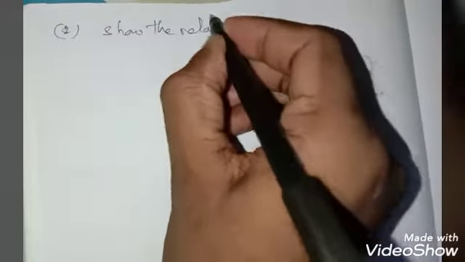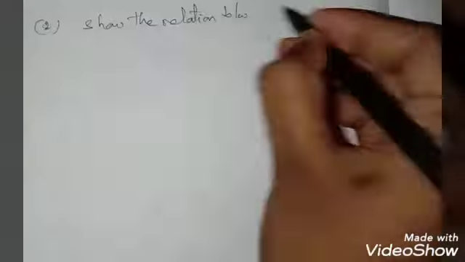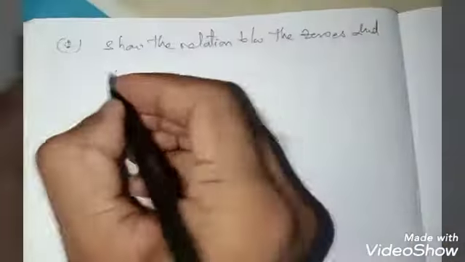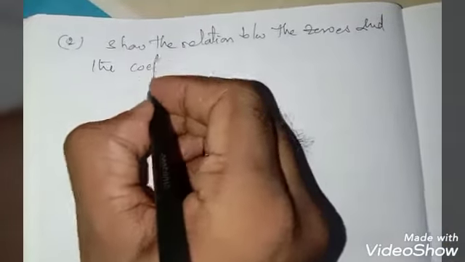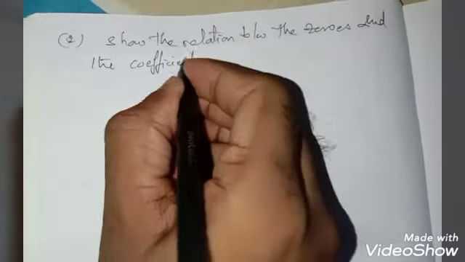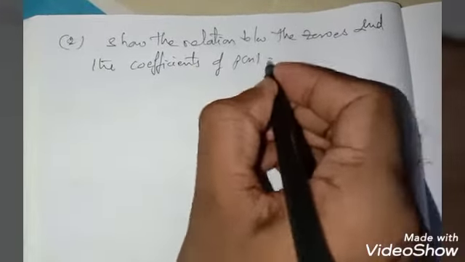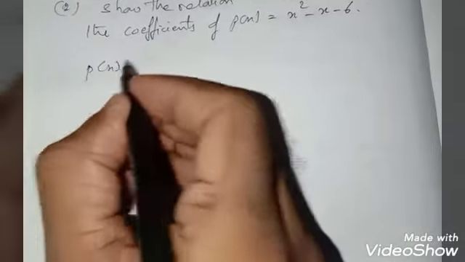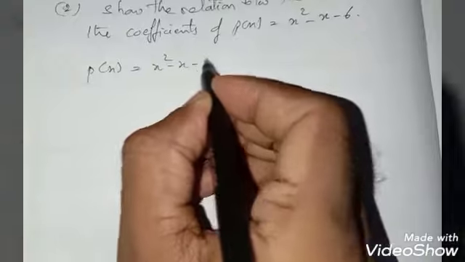Now if I take one more example, show the relation between the zeros and the coefficients of the polynomial x square minus x minus 6, right? So how to do this? First, what is the polynomial given to you? That is x square minus x minus 6.